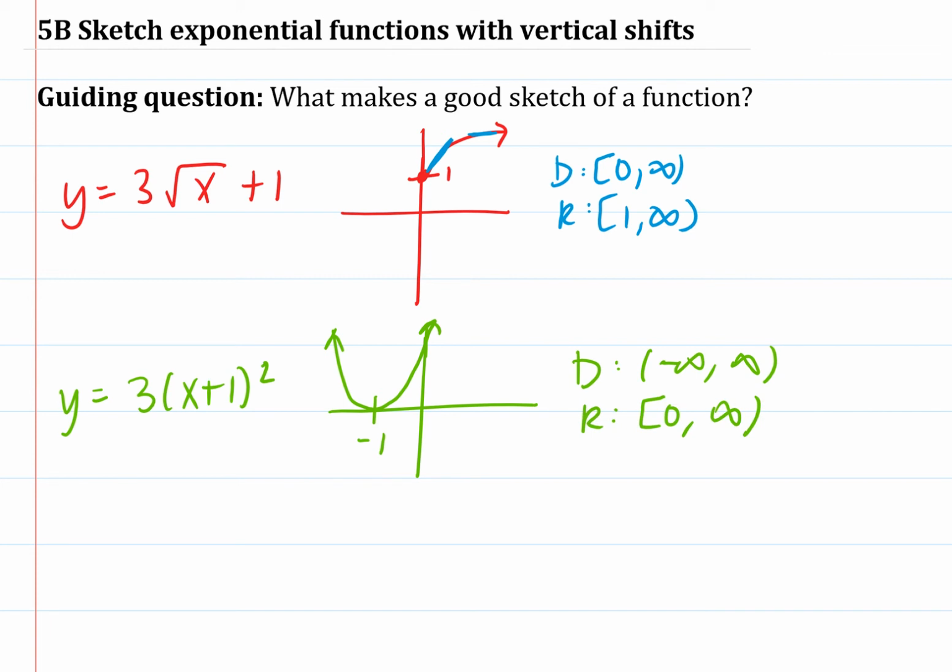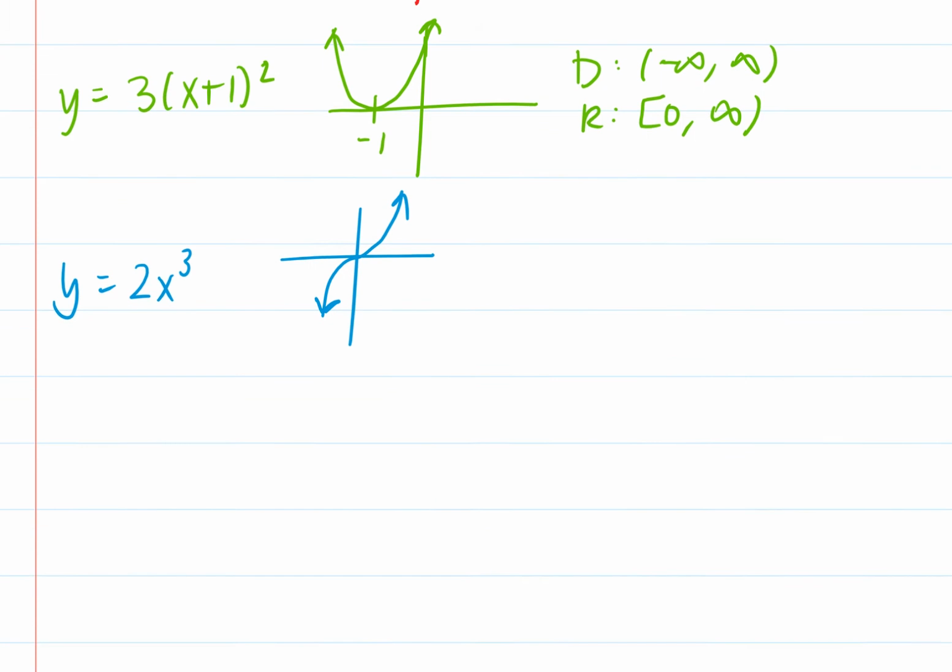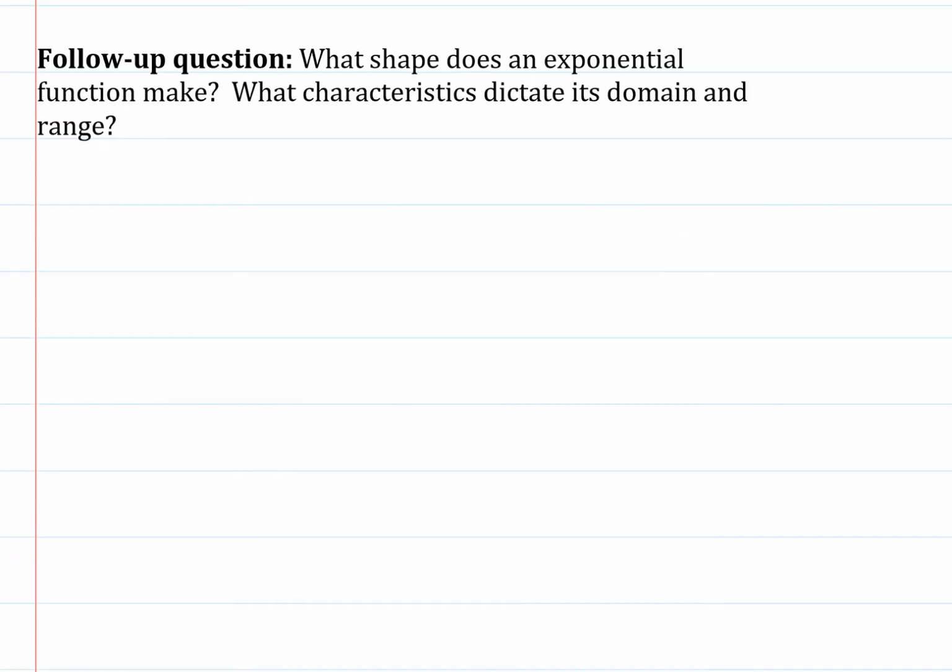Whereas the function y equals 2x cubed, the cubic function has domain and range all real numbers because we know its shape. So if we want to graph an exponential function, we need to know what their shape is, and we need to know what their domain and range is. So what would that be?